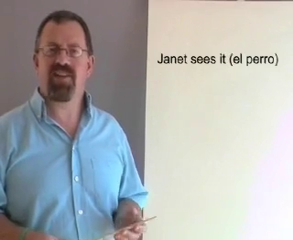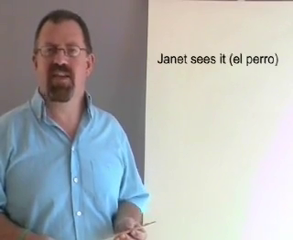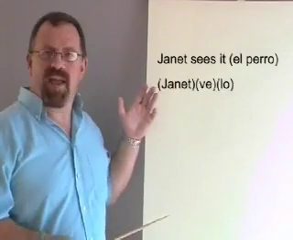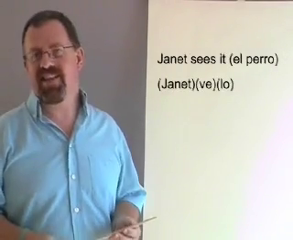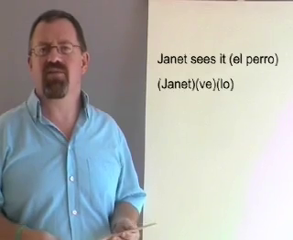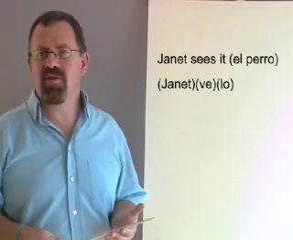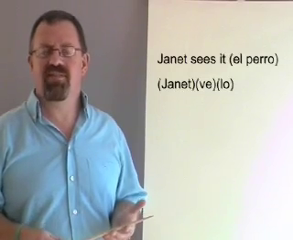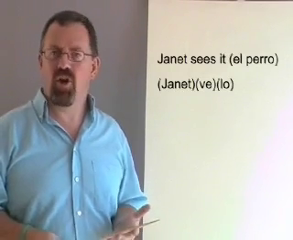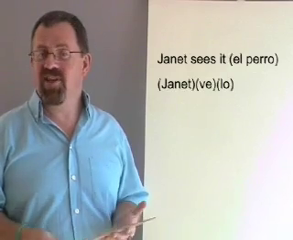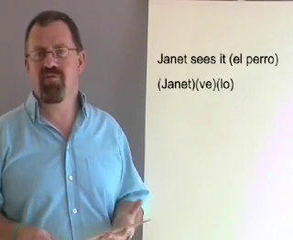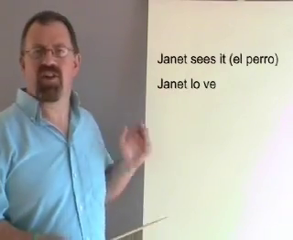So, Janet stays the same, of course. Sees is ve, and it is lo, because it refers to a masculine singular noun, the dog. So the 3 words are Janet, ve, and lo. I said that the direct object pronoun goes before the verb, so the correct order is Janet lo ve.